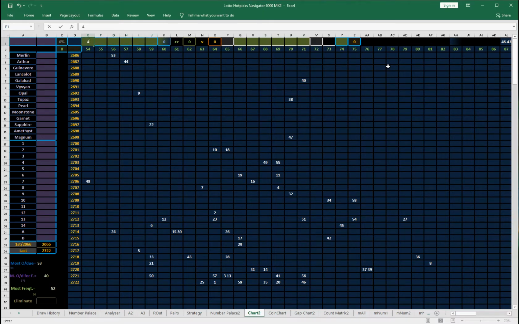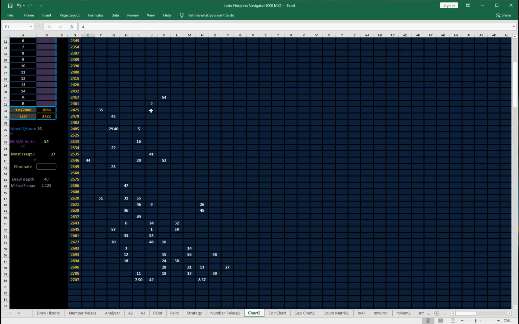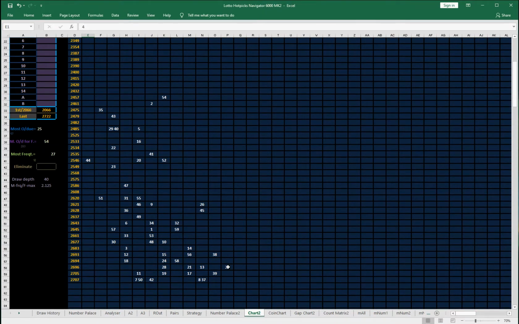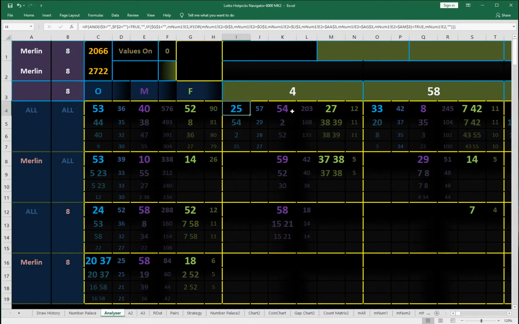So if I'm filtering by number 4, for example, then you'll get a different chart. And if you notice, we've got 25 most overdue, 54 most overdue for frequency, 27 most frequent. And if we look at the analyzer, there are those numbers again, top row. And if we were to look at the second most overdue, frequency, second most frequent, we get these numbers. And then if we filter by the machine, and number 4, looks like that.